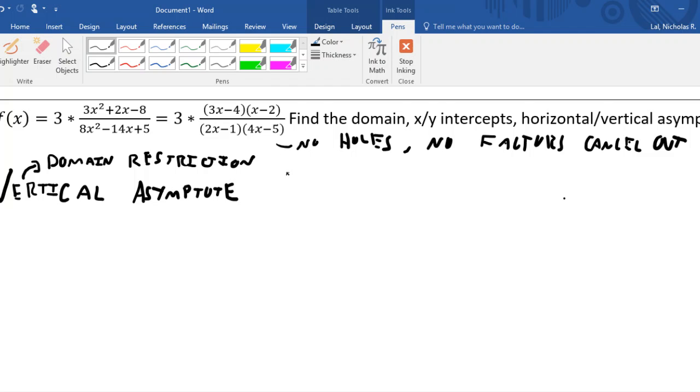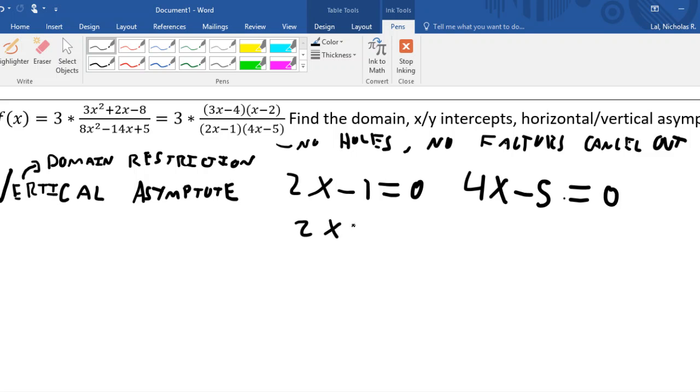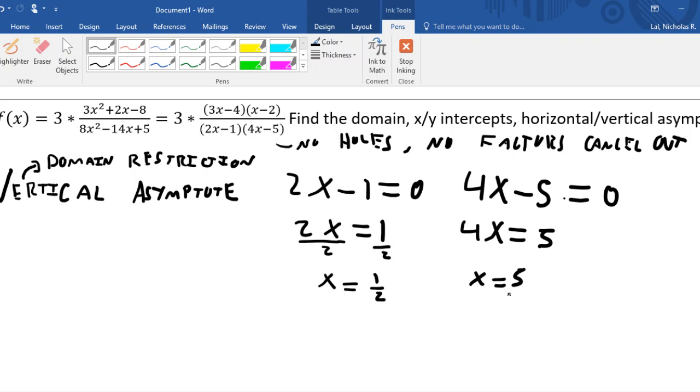Excellent. 2x minus 1 equals 0 and 4x minus 5 equals 0. Add 1 to each side. 2x is equal to 1. Add 5 to each side. 4x is equal to 5. Divide each side by 2. X is equal to 1/2. X is equal to 5/4. These are our vertical asymptotes.